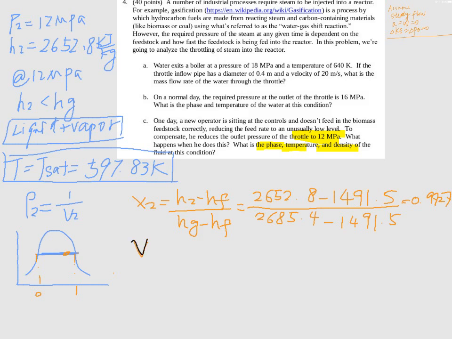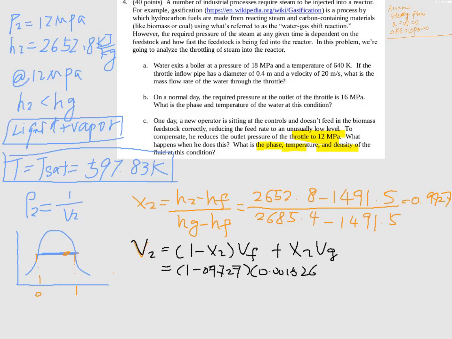So now we're going to find out the volume. Let me change to a different color again. Now we know the volume is going to be 1 minus the quality times the volume at liquid phase, plus the quality times the volume at vapor phase. So if you just plug in all these numbers, 0.0273 times 0.0015263 plus 0.9727 times 0.014264.